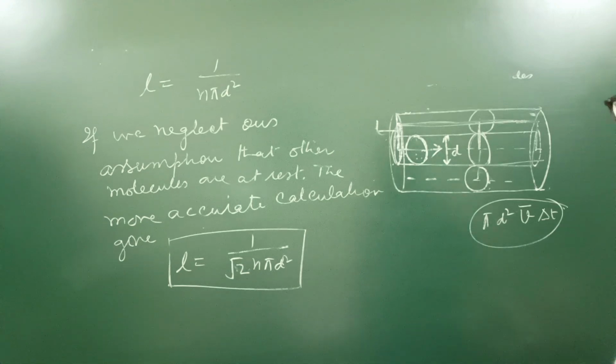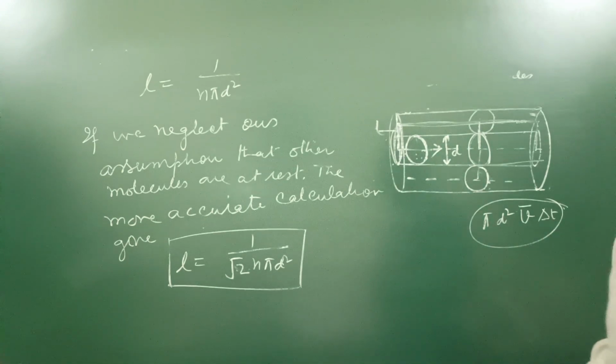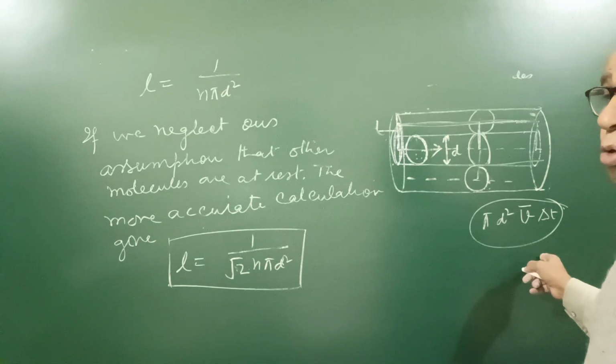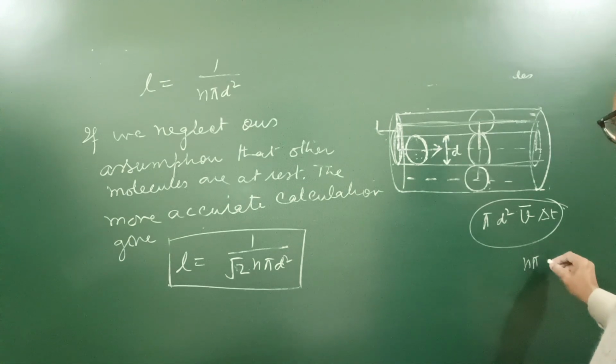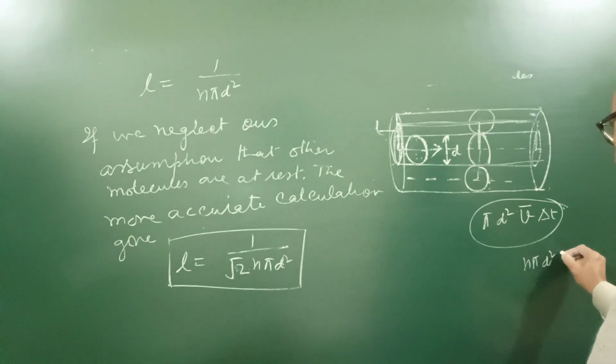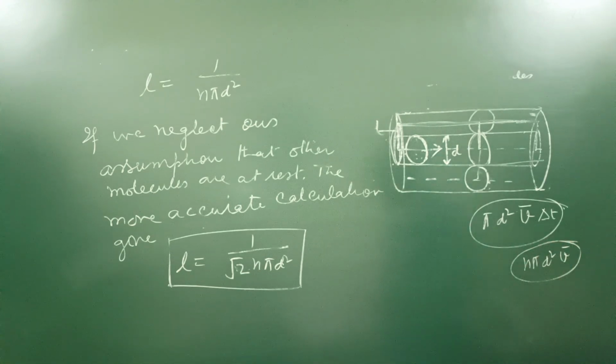Now if n is the number of molecules per unit volume, then the total number of collisions made by a molecule per unit time into delta t, so the number of collisions taking place per unit time will be n pi d square v bar. It is the number of collisions. So the time interval between two collisions is 1 upon this, and therefore the distance moved is this.